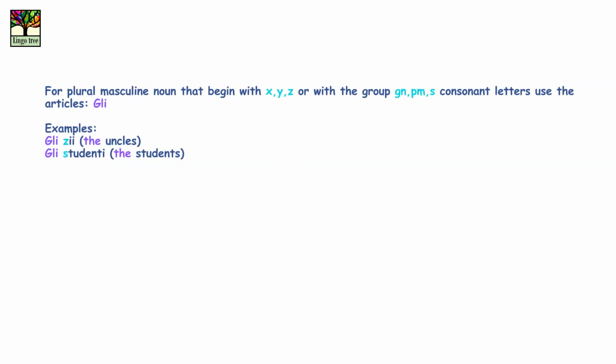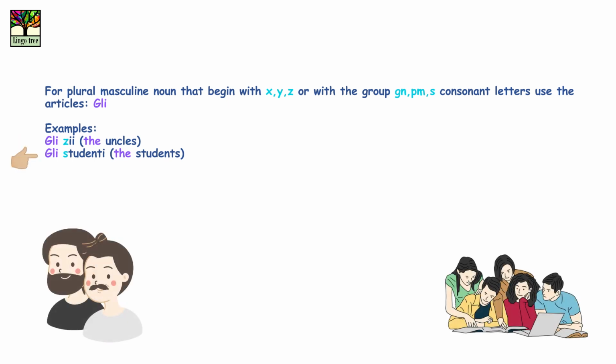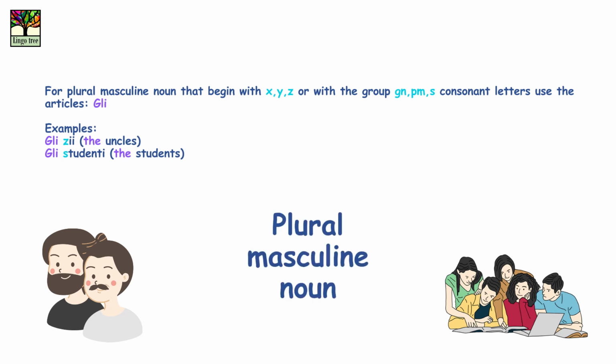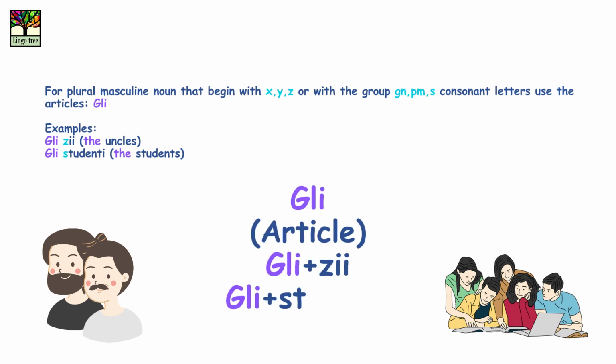Now, for plural masculine nouns that begin with x, y, z, or with the groups gn, ps, s plus consonant letters, we use the article, gli. Examples: the uncles, gli zii. The students, gli studenti. Both examples are masculine nouns in the plural form, and both of them start with one of the above-mentioned letters. Therefore, the article, gli, is placed before the noun.